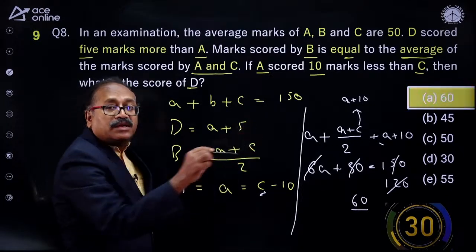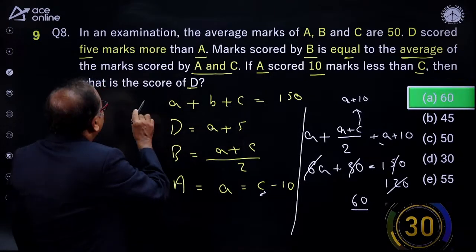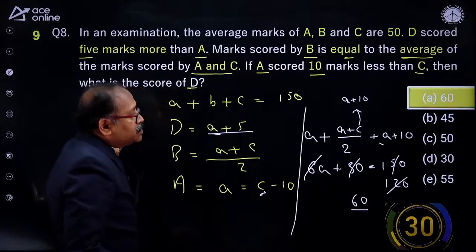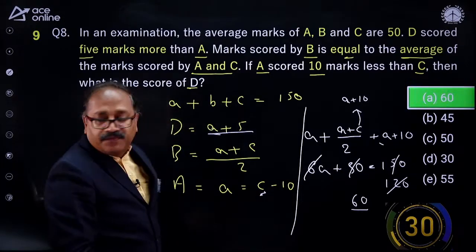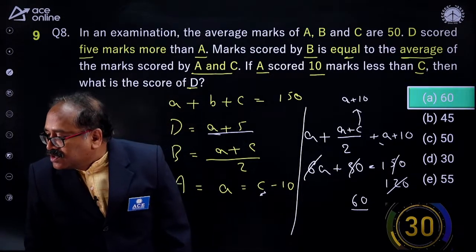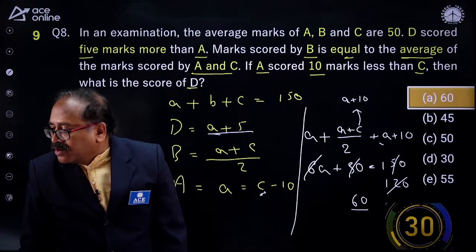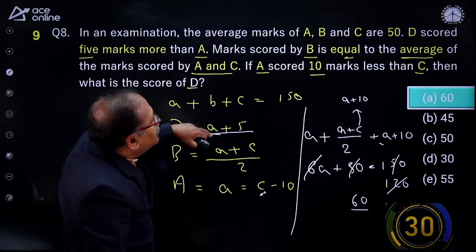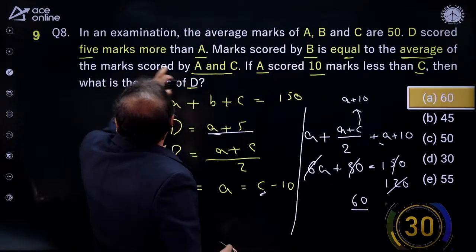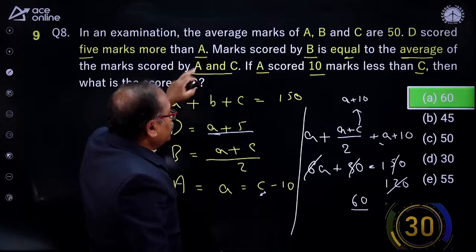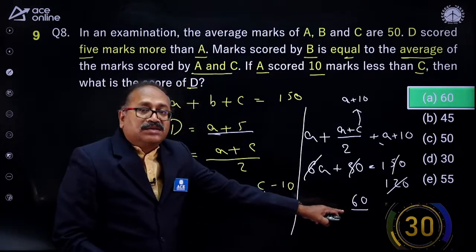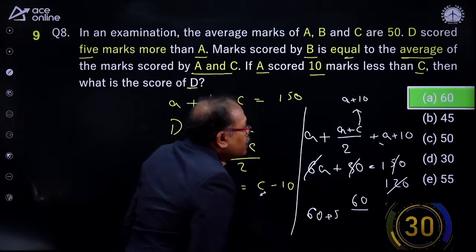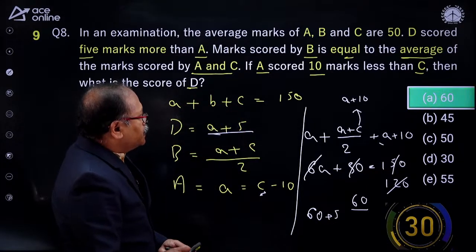Question, I think I made the wrong option. So what is my question? The question is saying, what is the score of D? The score of D is A plus 5, then it should be 65, which is not there in the option choice. D got 5 marks more than A. So once I got the A as 60, then D should be 60 plus 5. Am I getting some A as 50?